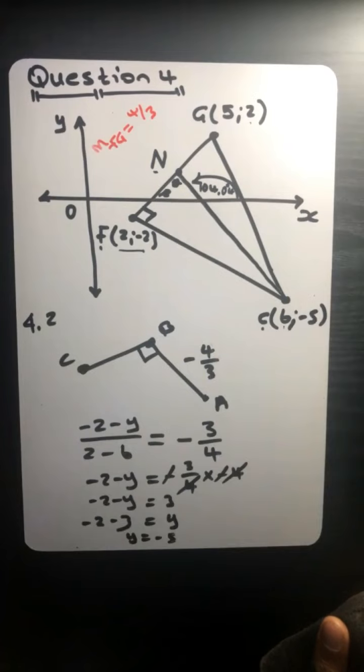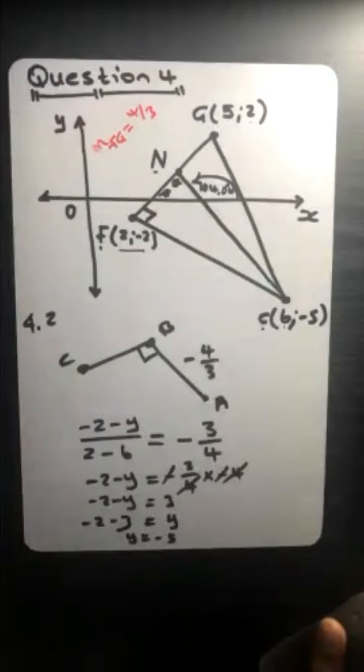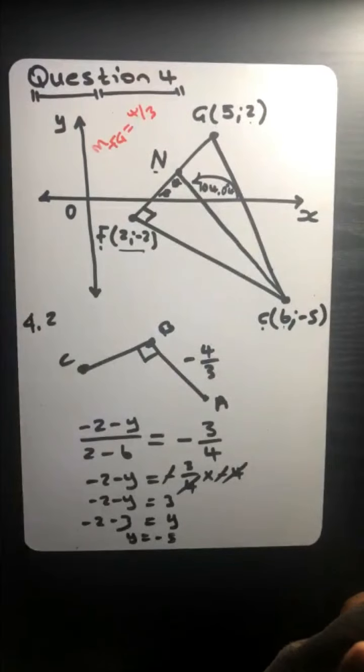So you mean the gradient of another line is the reciprocal of another gradient, but it's a -1. No, not necessarily a -1, but with the opposite sign. Let's say with the opposite sign.